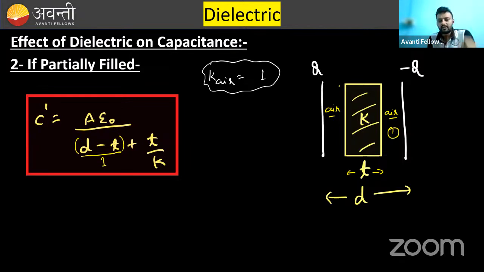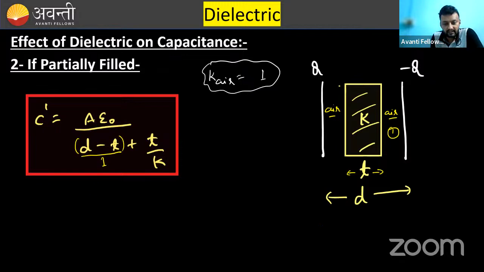If the total separation is D and the dielectric is T, the remaining portion is air. So D minus T is the thickness of air, divided by the dielectric constant of air. Can you see how to write A epsilon naught over that?